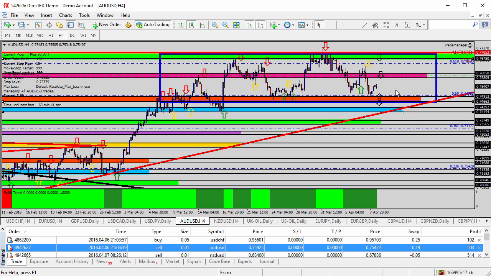You should be protecting profit. If you're not in the trade, one of those two levels, the orange or the pink shaded area, will become your opportunity to jump into this Australian dollar today.